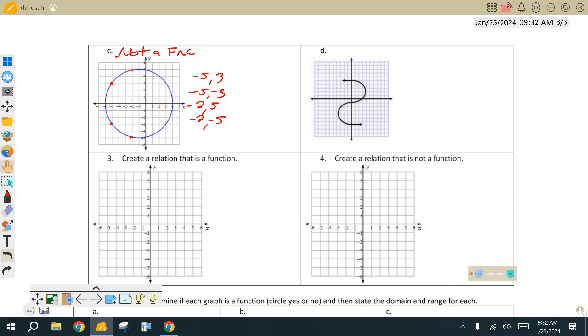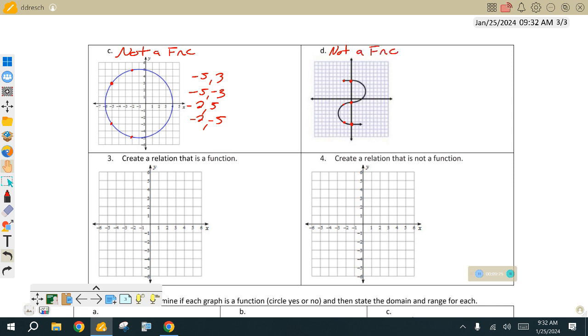Letter D, is that a function? No. As I drag it across, it screws up all throughout, doesn't it? All throughout, I have 3 points lined up vertically. Anywhere you want to do it, it's just screwing up all throughout, isn't it? So this one is, again, a relation, but just not a function.